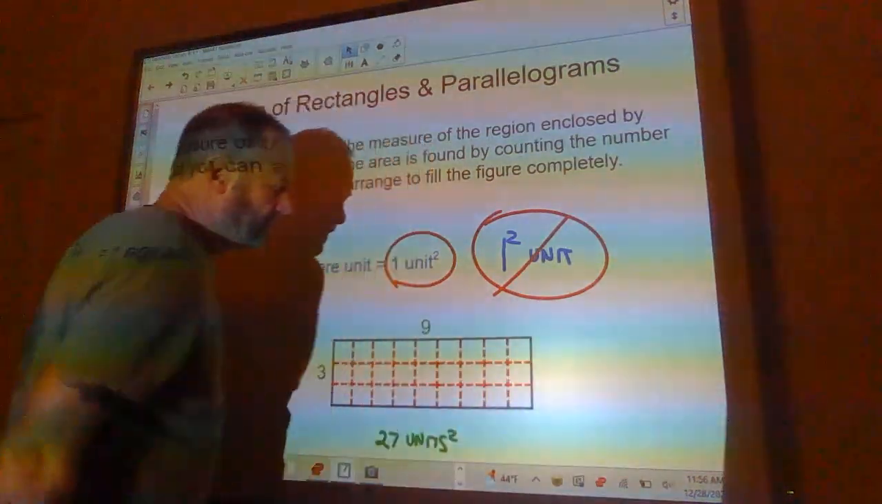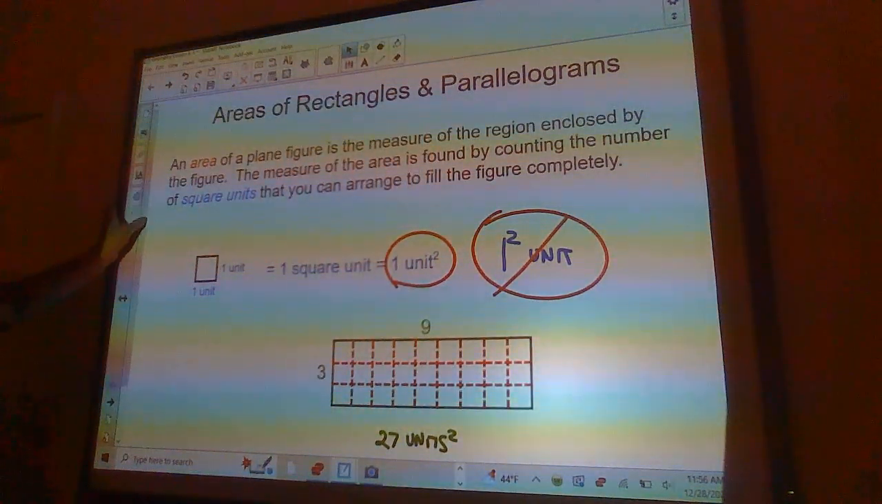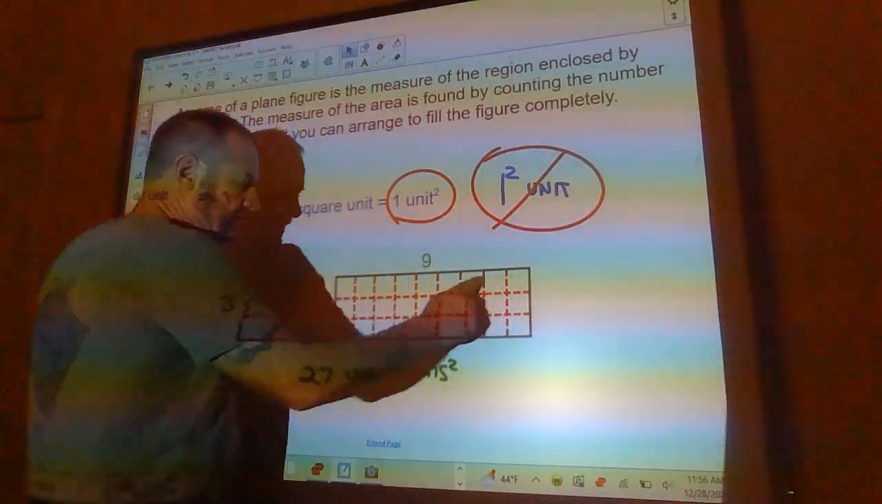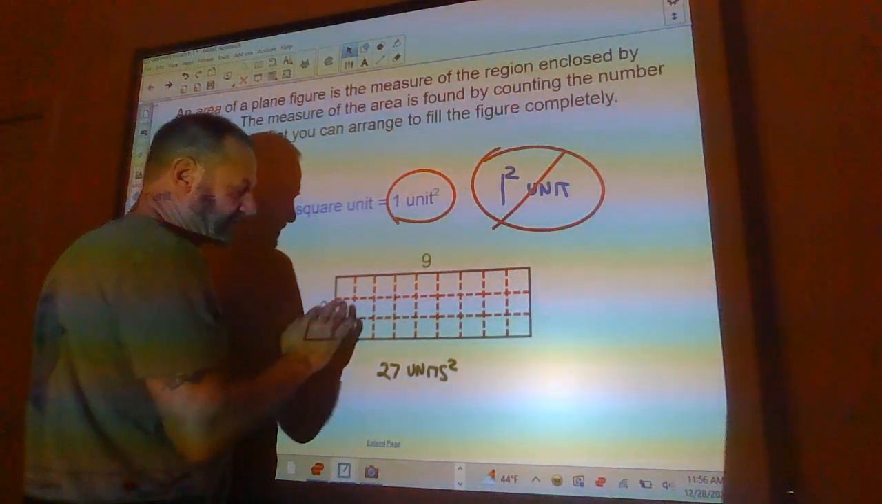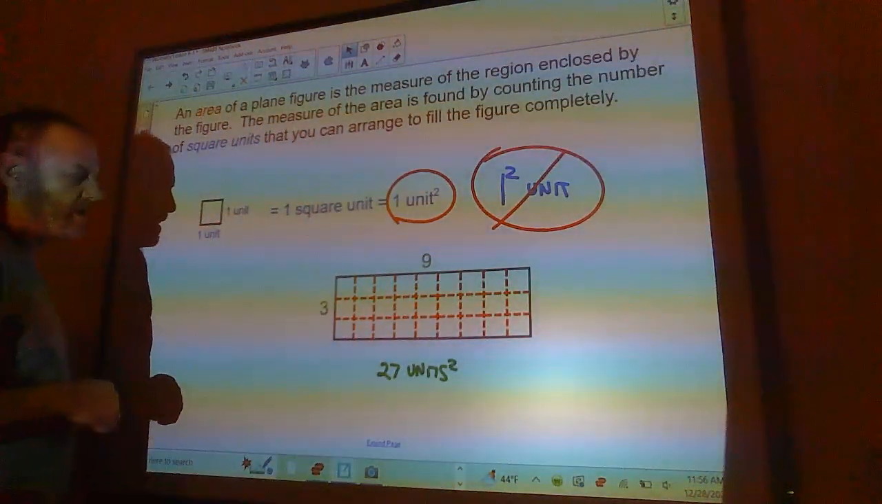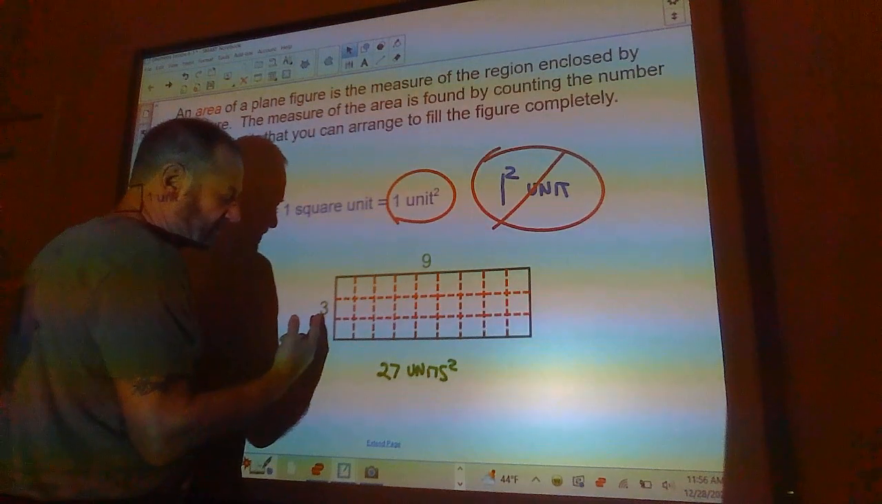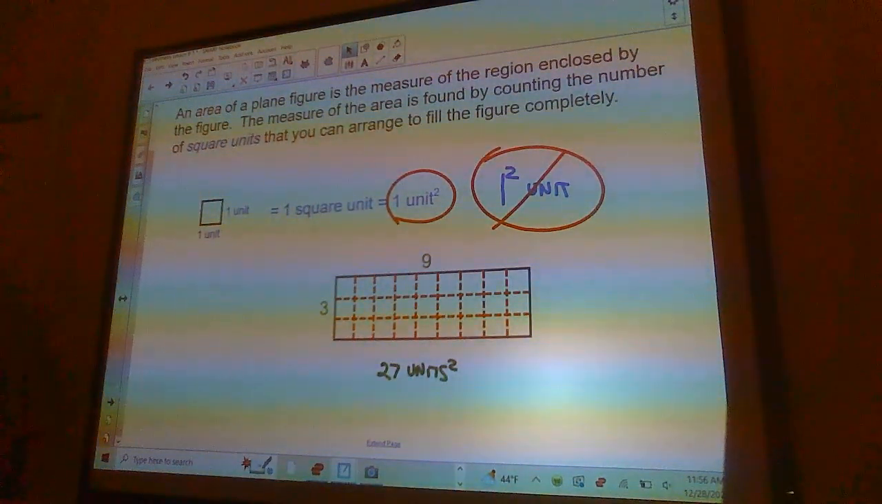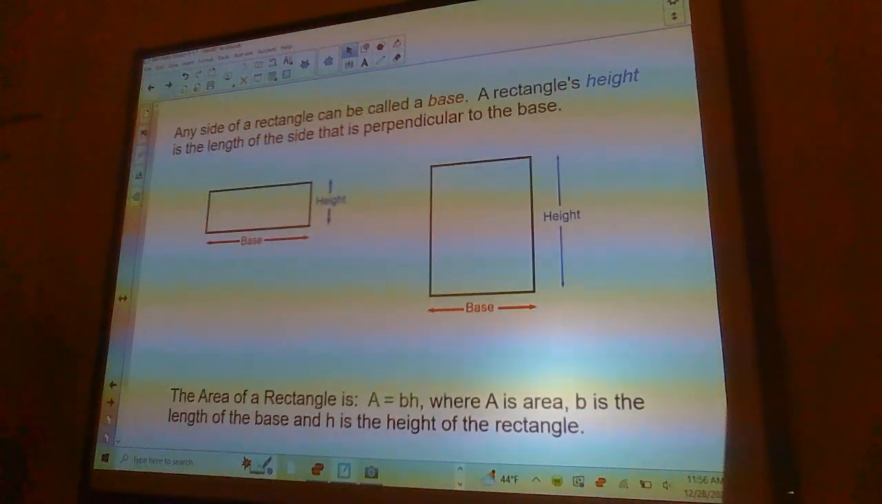So here we have a rectangle. It is 9 by 3. So it's 9 squares this way and 3 squares this way. If I was to count these squares, that'd be 27 square units. And I'm sure you've noticed that if I go 3 times 9, that's 27. So the area of any rectangle can be found by multiplying the base times the height.